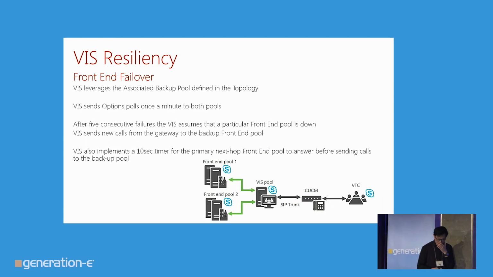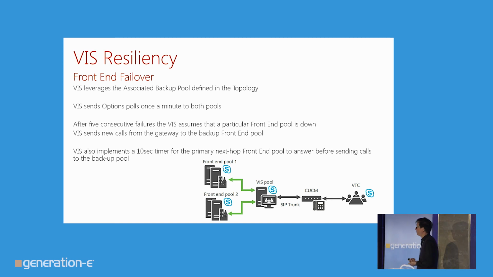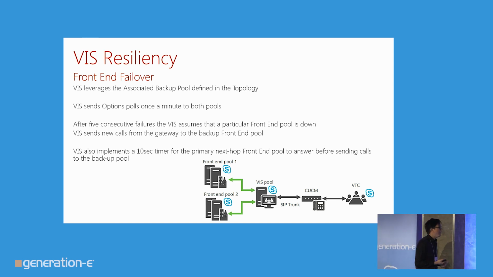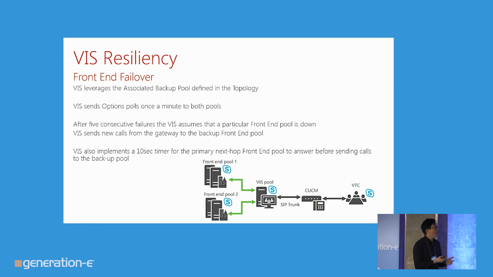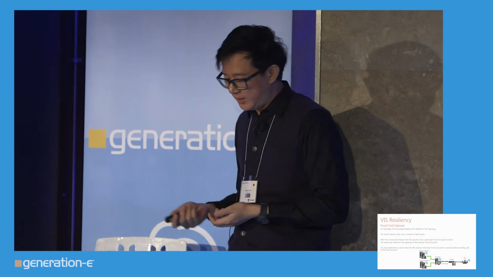Resiliency-wise, it's also available on the front-end server. It leverages the backup front-end pool in the topology builder. So if you have a front-end pool that makes use of two front-end pools for VIS, the VIS is able to send option polls once a minute to both pools. And after 5 consecutive failures, it determines that the pool is down and will send calls to the backup pool. The VIS also implements a 10-second timer. So if the primary pool is not responding within 10 seconds, it just starts to send calls into the backup pool as well.